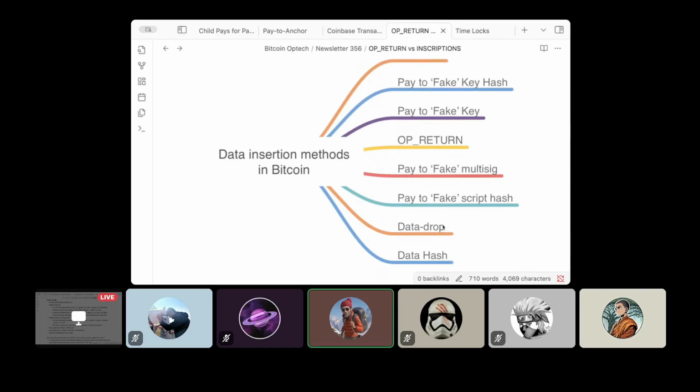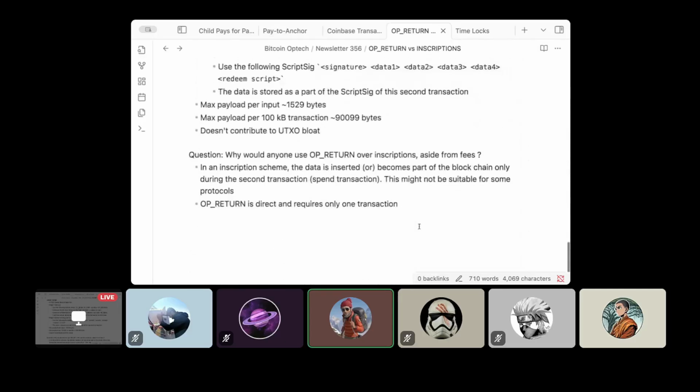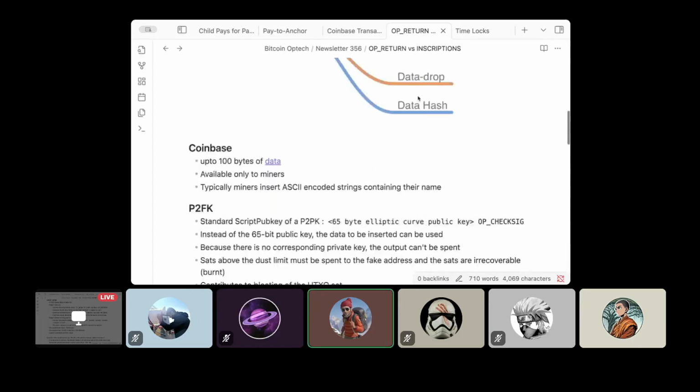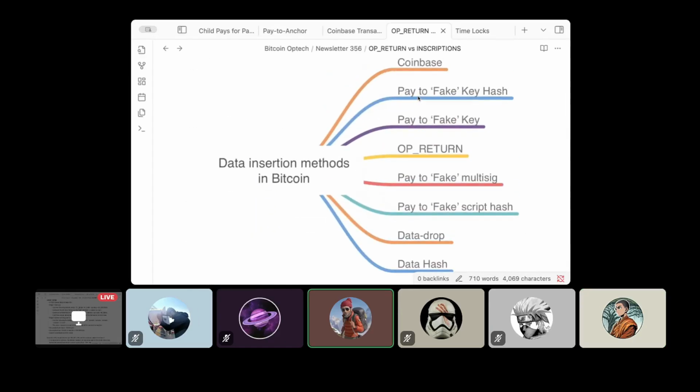So data hash is also similar to the data drop, except that instead of using a public key, here you will be using a hash of the public key. So it is similar to this method. People have analyzed all these different methods that have been used, and there are many statistics or graphs as to when which method was popular. And as time went on, some methods got dropped. They became unpopular because of the nature of their costliness or the nature of the data insertion.